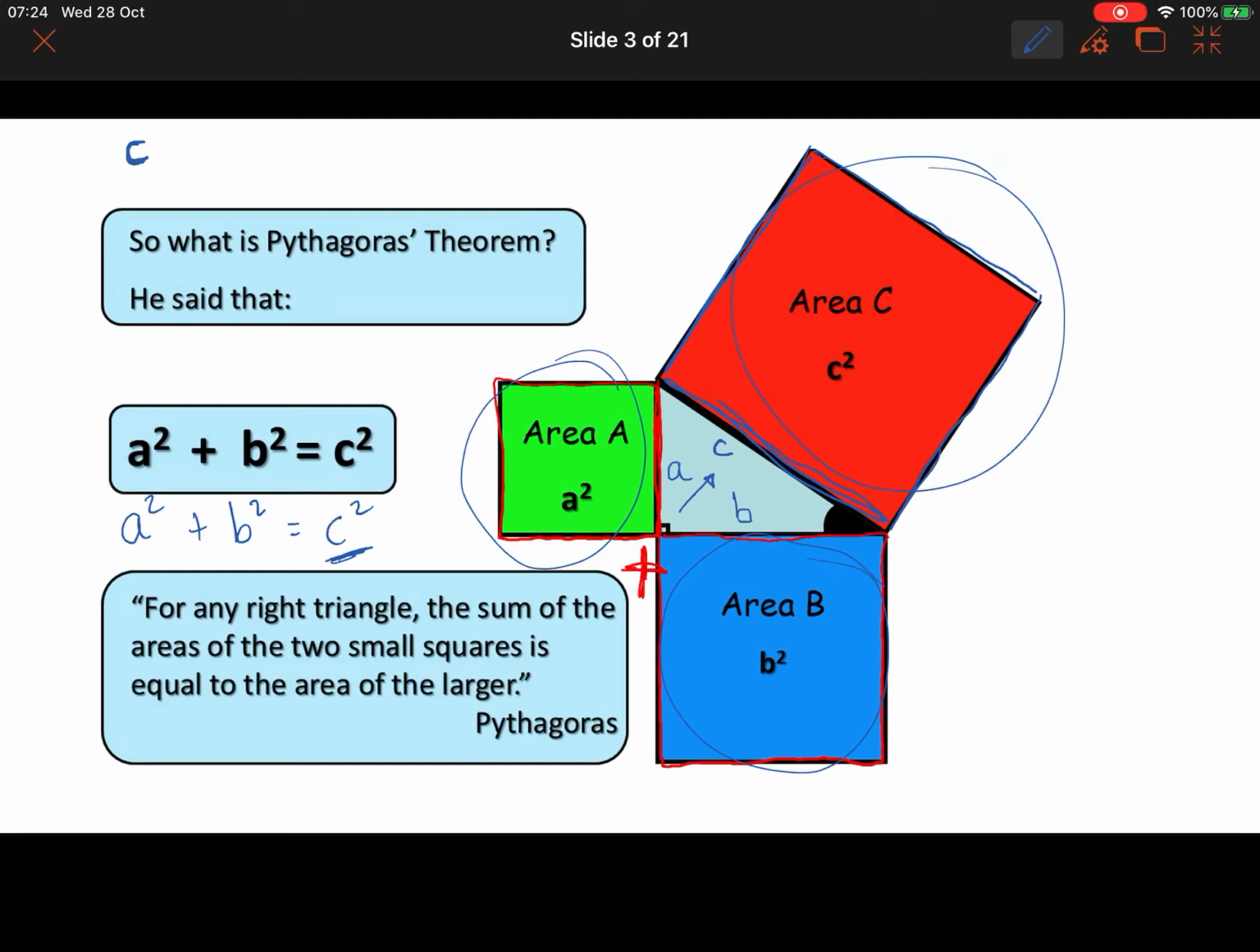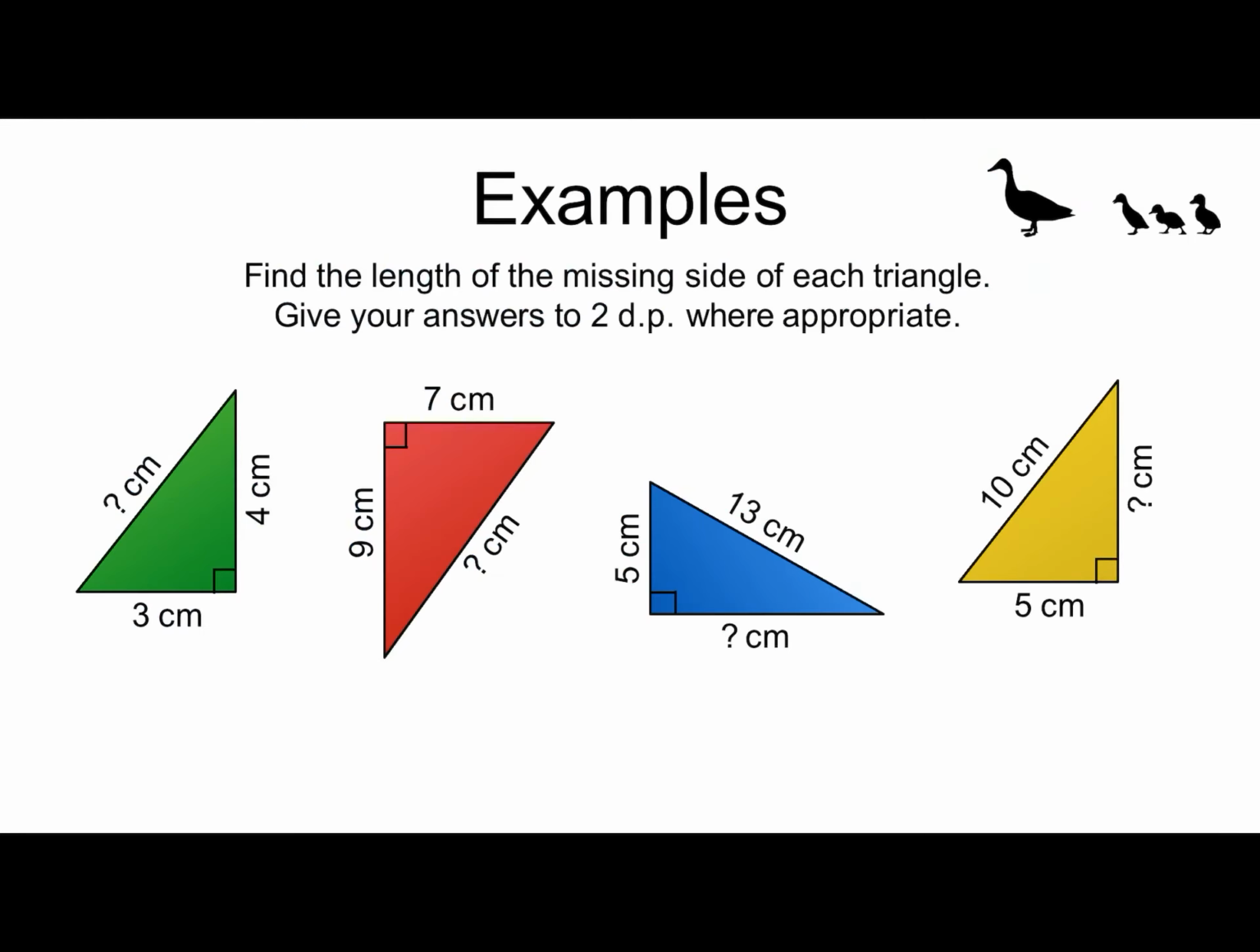Now C has a special name. I expect you to remember this name, okay? C is the hypotenuse. The hypotenuse is the longest side of a right angled triangle, okay? The hypotenuse. I expect you to remember that word. Okay, so that is what Pythagoras worked out. And actually the puzzles that you did were some of the proofs that exist for Pythagoras' theorem. Okay, so let's have a look at how this works in a practical sense.